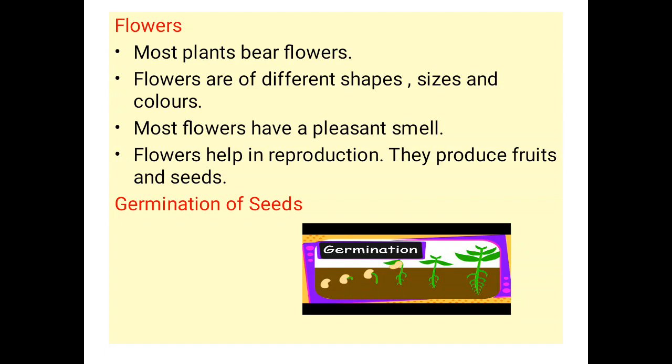Next is germination of seeds. New plants grow mostly from seeds. Every seed has a baby plant inside it. When a seed gets enough water, air and sunlight, the baby plant starts growing from the seed. And this growth of a baby plant from a seed is called germination of seed.